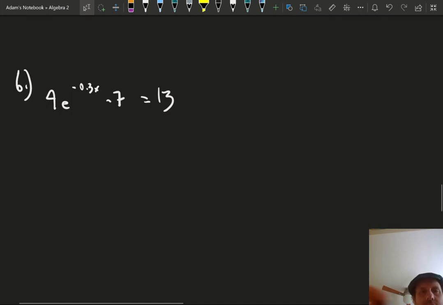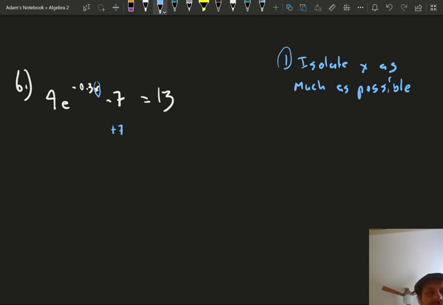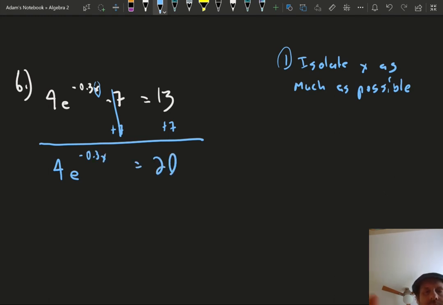All right, so we'll start out right here. Remember, my first step is to isolate x as much as possible. There's my x right there. I'm going to isolate that. So first step, I'm going to go ahead and add 7 to both sides. 4 times e to the negative 0.3x equals 13 plus 7 is 20, right?